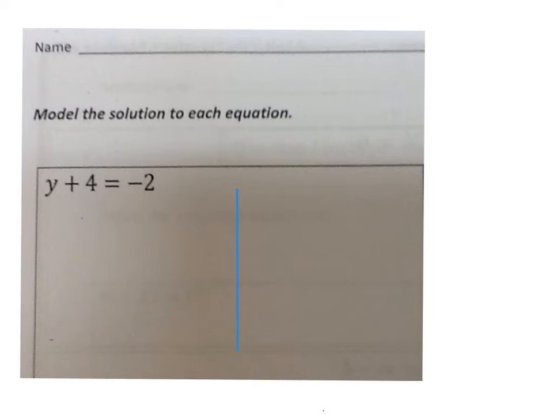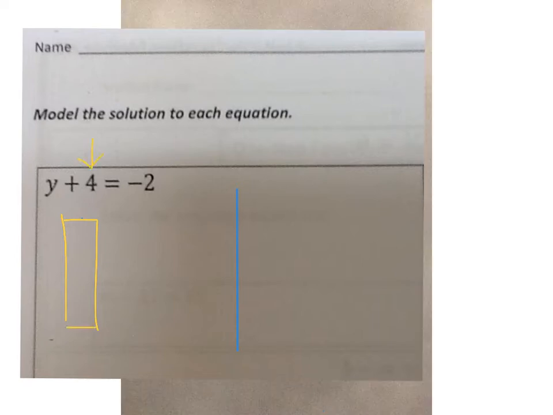To model an equation, we have to start with the y variable. So we're going to draw the variable tile, and then we look at the constant and we represent that with 4 pluses. On the other side of the equation, we have minus 2, so we're going to add minus 2 negatives on the right-hand side.